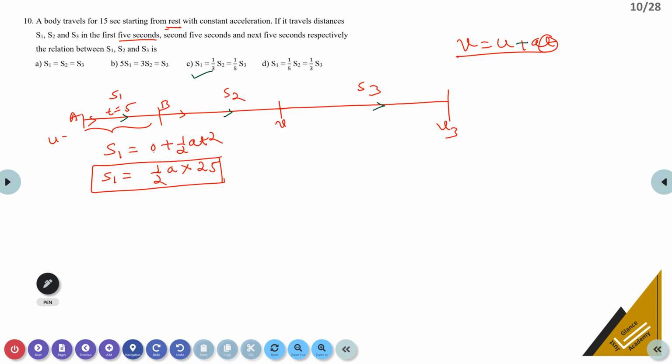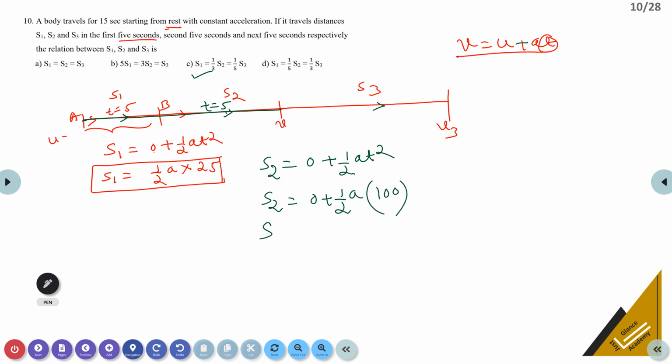Next, students, from this point to this point, A to B, the total time is 10 seconds, but here also t is 5 seconds. This is 5 seconds, this is 5 seconds. Can I write like this? S2 equals, from the starting point, 0 plus 1 by 2 a into t square. What is the total time here? 10. 10 into 10 equals 100.